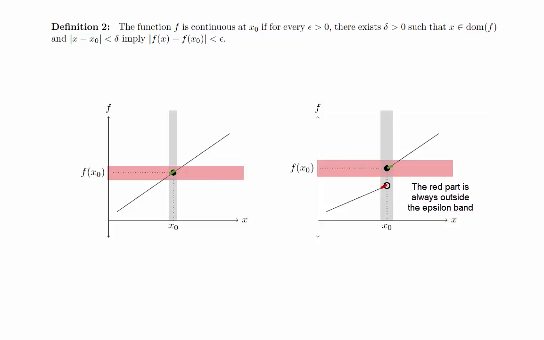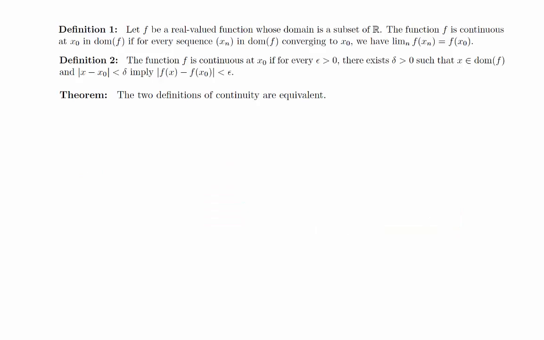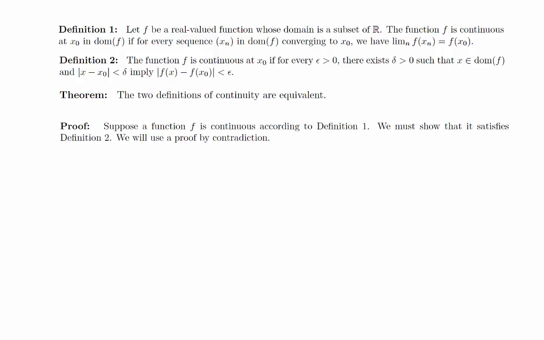We will now prove that these two definitions are equivalent. Theorem: the two definitions of continuity are equivalent. Suppose a function f is continuous according to definition 1. We must show that it satisfies definition 2. We will use a proof by contradiction. This means that we will assume f satisfies definition 1 but fails definition 2.